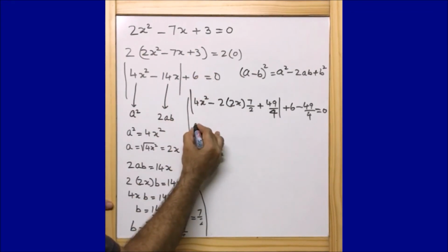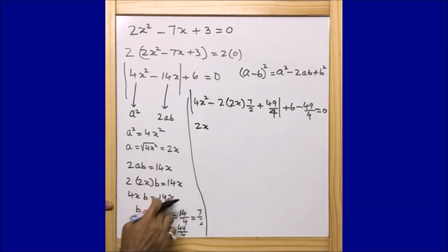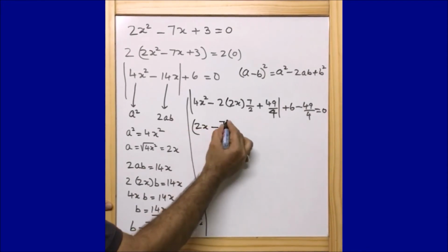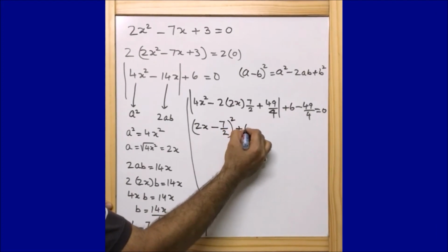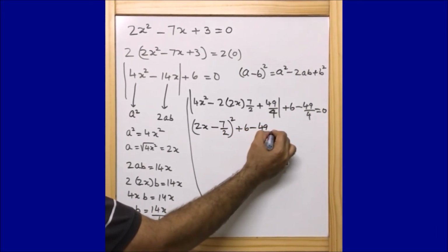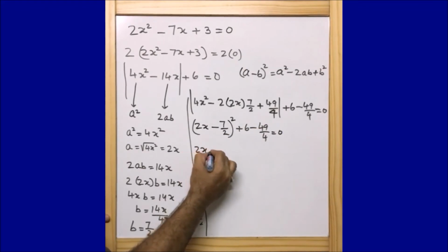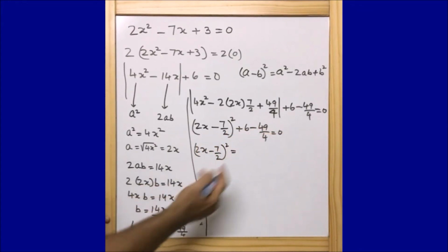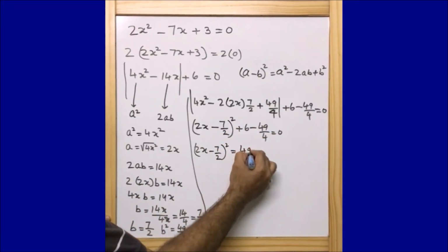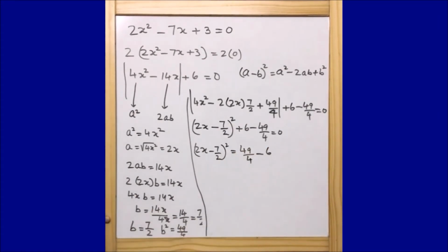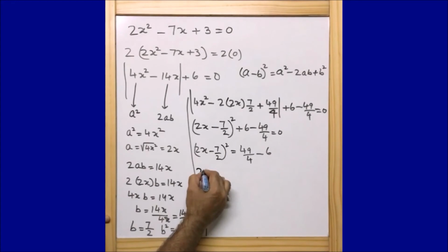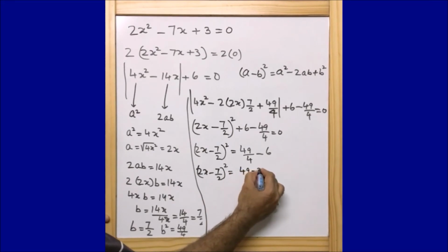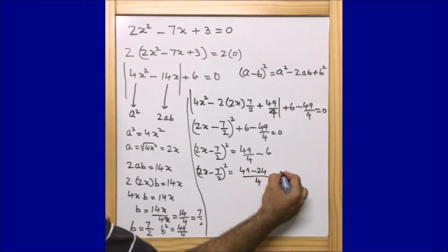Here a is 2x and b is 7 by 2. So I can write 2x minus 7 by 2 whole square plus 6 minus 49 by 4 is equal to 0. Or I can write 2x minus 7 by 2 whole square is equal to, just moving these two things to the right side of the equation, 49 by 4 minus 6, or I can say 2x minus 7 by 2 whole square is equal to 49 minus 24 upon 4, that is equal to 25 by 4.